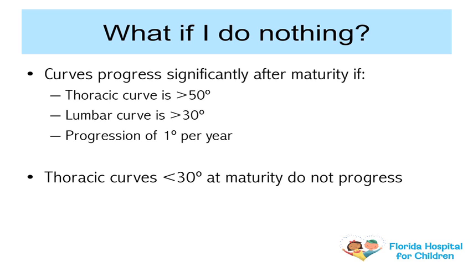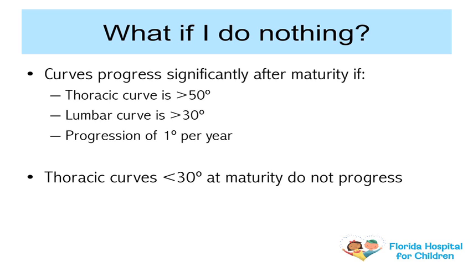And as a general guideline, if the curve in the thoracic spine, or this area of the spine where the rib cage is at, if it's more than 50 degrees by the time the child's done growing, it's probably going to continue to get worse. In the lumbar spine, that number is somewhat lower, primarily because of the lack of stabilizing factors because there's no rib cage. That number is about 30 degrees.